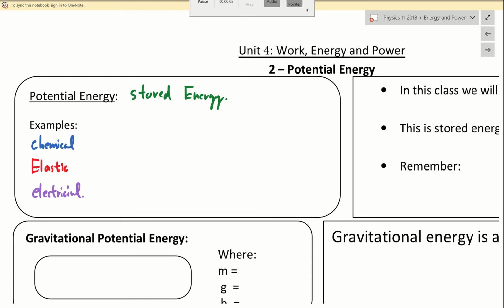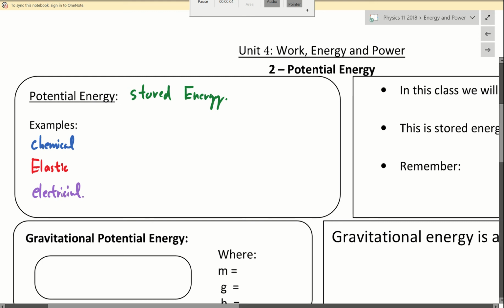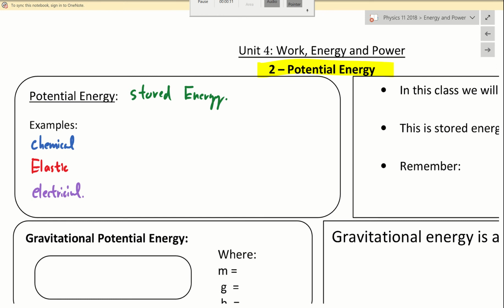Hello everyone. So today we're going to look at a version of energy called potential energy. Potential energy is energy that you can store in another format, and then it can be converted to some other format when you need it. So how can we conserve energy or store it?